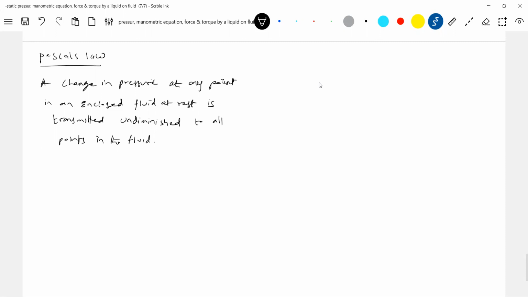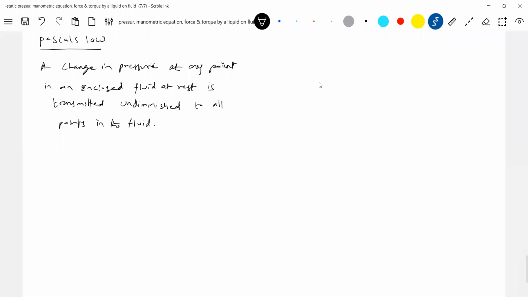So what do you mean by that, sir? Okay, fine, you gave the definition. The change in pressure will be in an enclosed fluid. I think this is very important. If you don't write "enclosed," this will become quite meaningless.